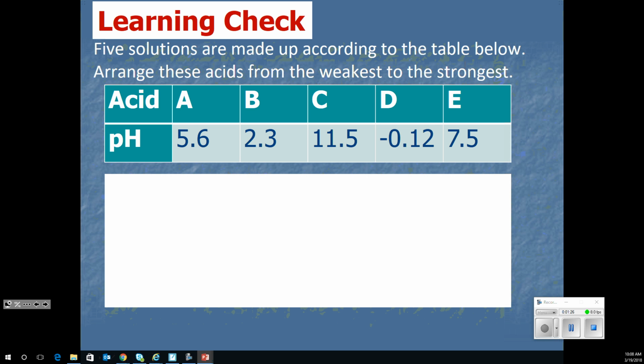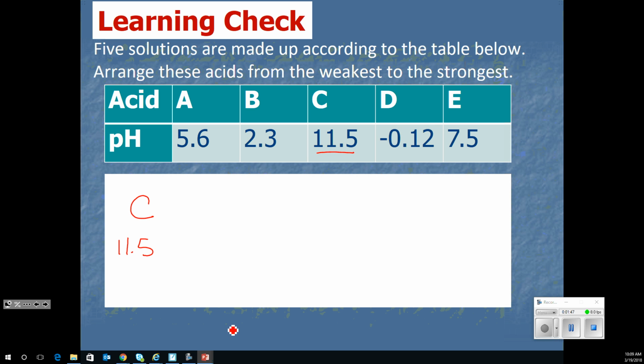Okay, that's been about 30 seconds. Let's see how you did. So the weakest would be the strongest base. Remember, our pH scale goes basically from 0 to 14, but we can go a little bit either side. And the lowest number is our strongest acid. The biggest number is our strongest base. So the weakest acid would be the strongest base, which would be C at 11.5.